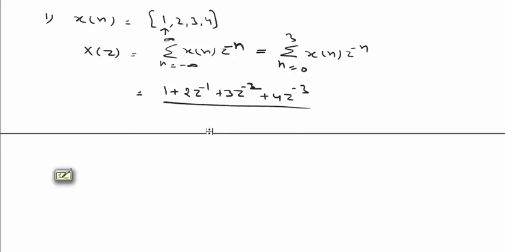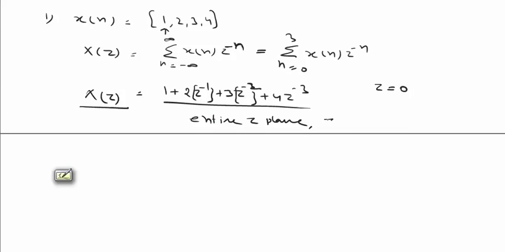Comment on the ROC. The ROC is the entire z plane, but some exception is there. The exception comes from this term. It is a finite term. By putting z equals 0, X z is infinite. No region of convergence means accepted except z equals 0. Infinite is included in it.